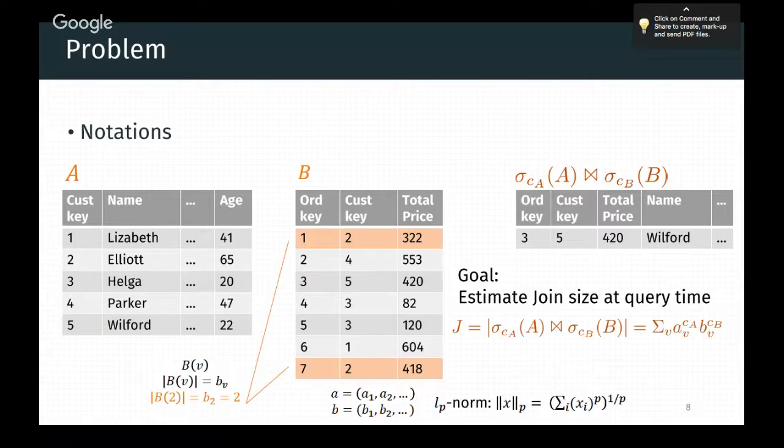And we denote the vectors of the frequency of each join value as the frequency vectors a and b, and we often use the Lp norm in the following talk. So now we understand our goal is to estimate the join size, which is the sum over V of a_V times b_V.